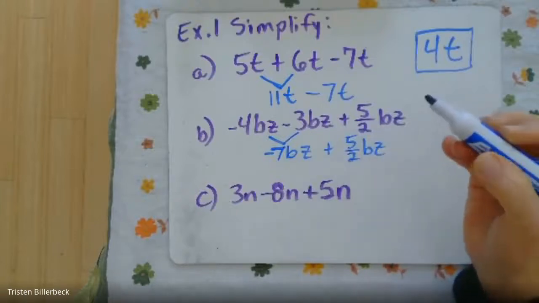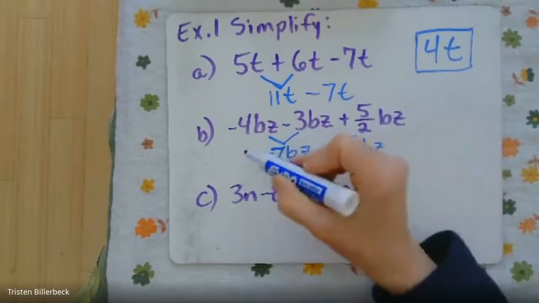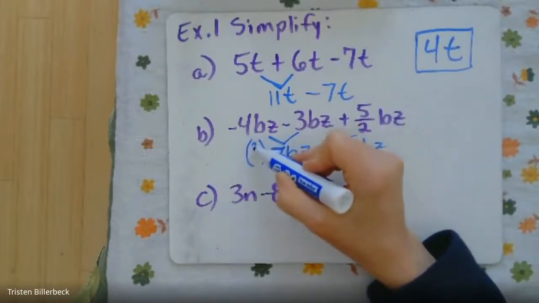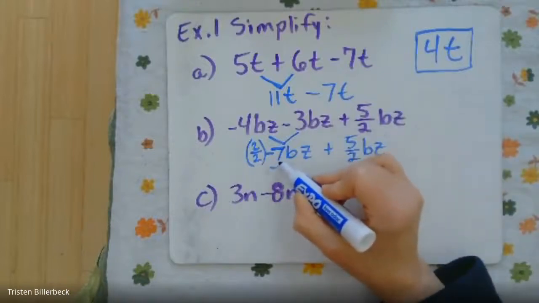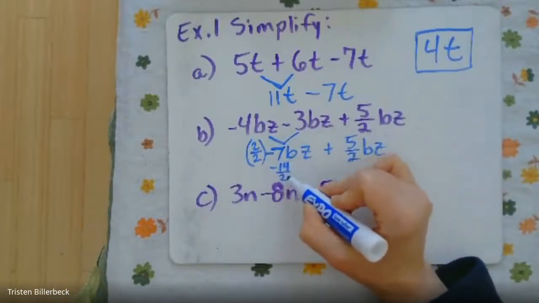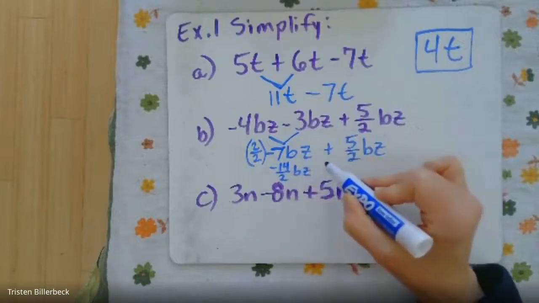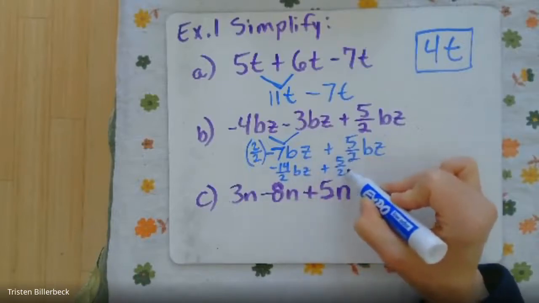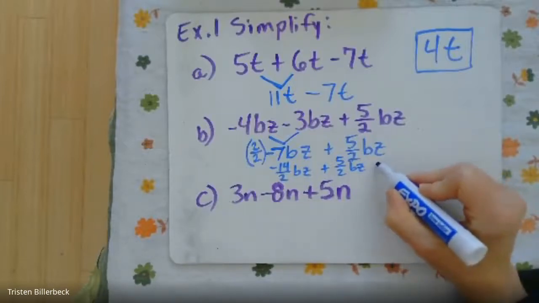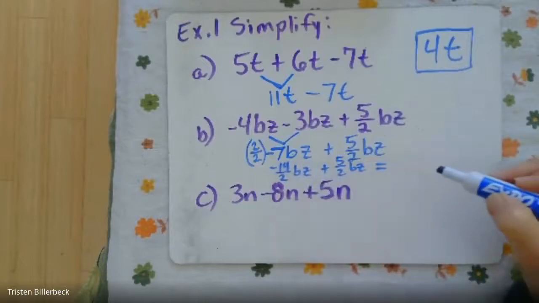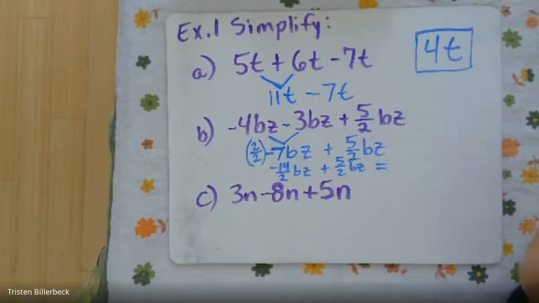bz. So what we want to do is get a common denominator. So we're going to multiply by 2 over 2. That gives us negative 14 over 2 bz plus 5 halves bz. And then we add the tops, so negative 14 plus 5. So we're negative $14 in the bank, and we deposit $5 to get our debt to be less.